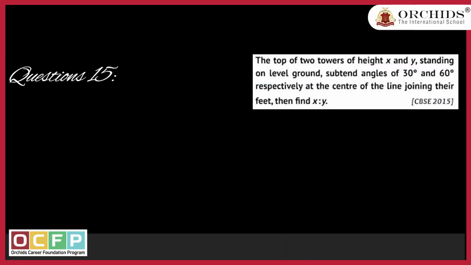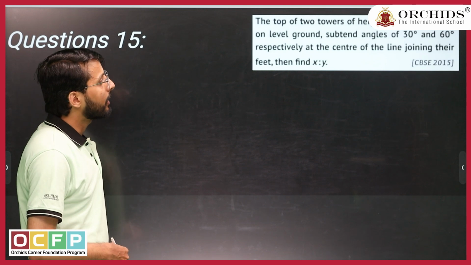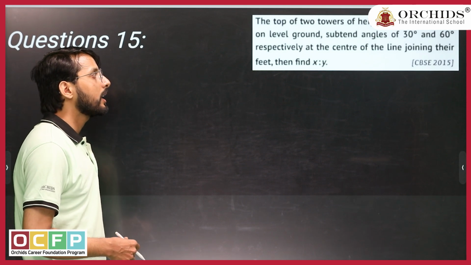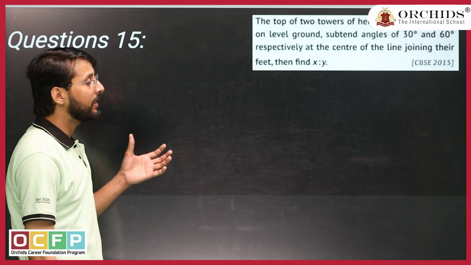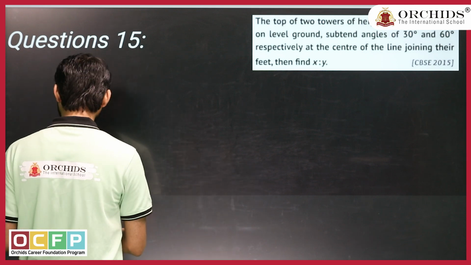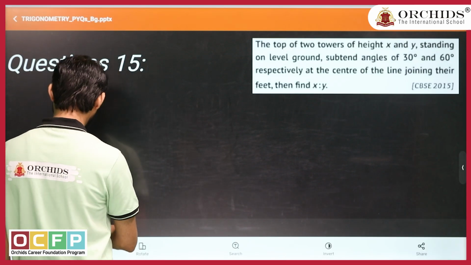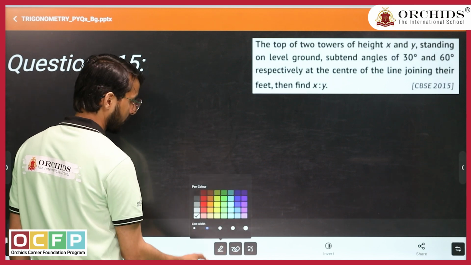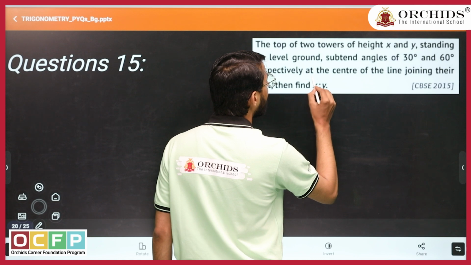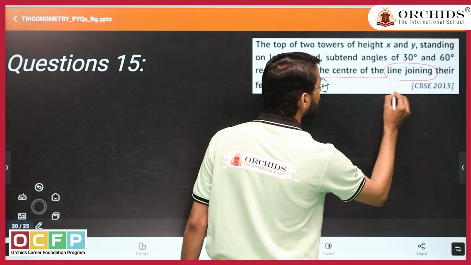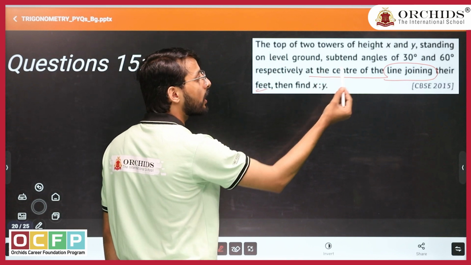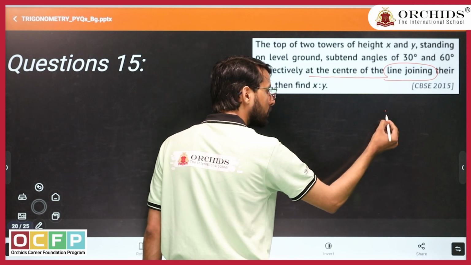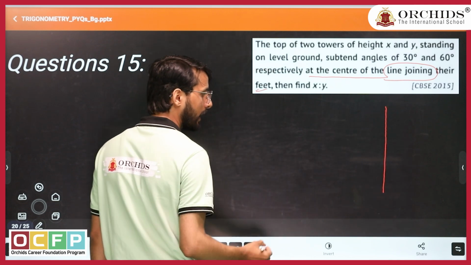Now, let's see another 5 marker question. The tops of two towers of height x and y, standing on level ground, subtend angles of 30 degree and 60 degree respectively at the center of the line joining their feet. What is the meaning of this line, at the center, line joining their feet? It means the tops of two towers of height x and y. So let us suppose there is one tower and another tower here.